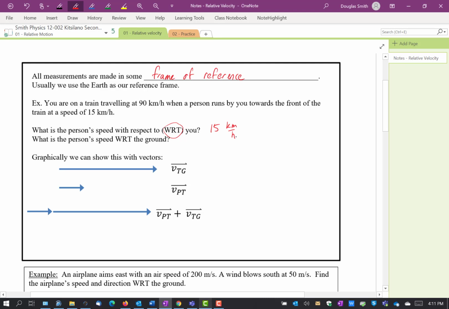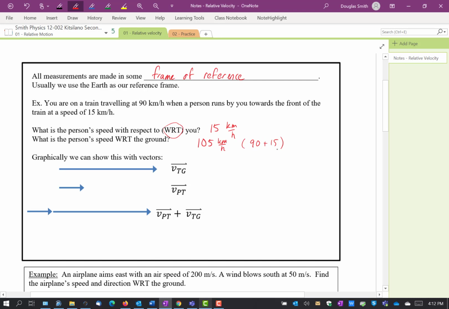However, let's suppose your friend was outside the train, standing beside the train tracks, watching the train go by. If they could see inside the train, what would they see? Well, they would see the train moving 90 kilometers per hour, and then they'd see the person running forwards a little bit faster, another 15. They would see the person running 105 kilometers per hour. So that's 90 plus another 15.